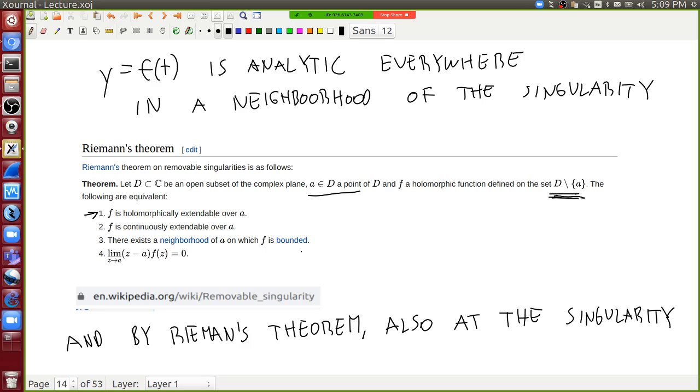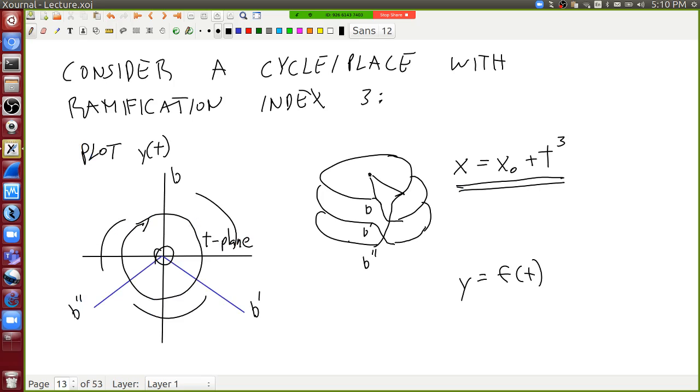And probably the easiest way to see, all 4 of these conditions are equivalent. Probably the easiest way is 3. There exists a neighborhood of A on which f is bounded. Remember, this whole thing is cycling around, so we can just kind of put this whole thing in a cylinder in both the x and y planes.